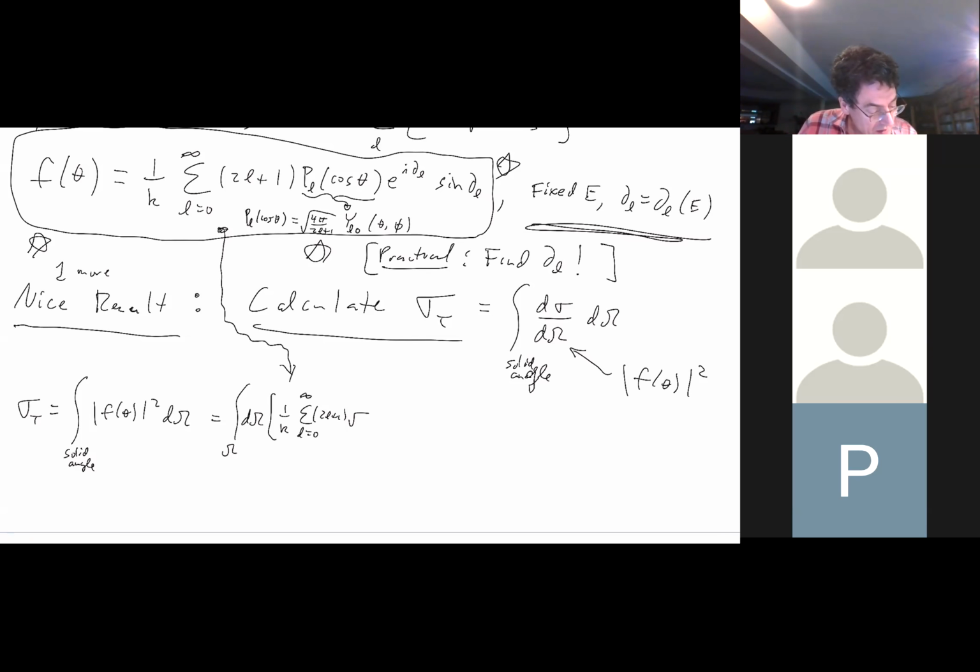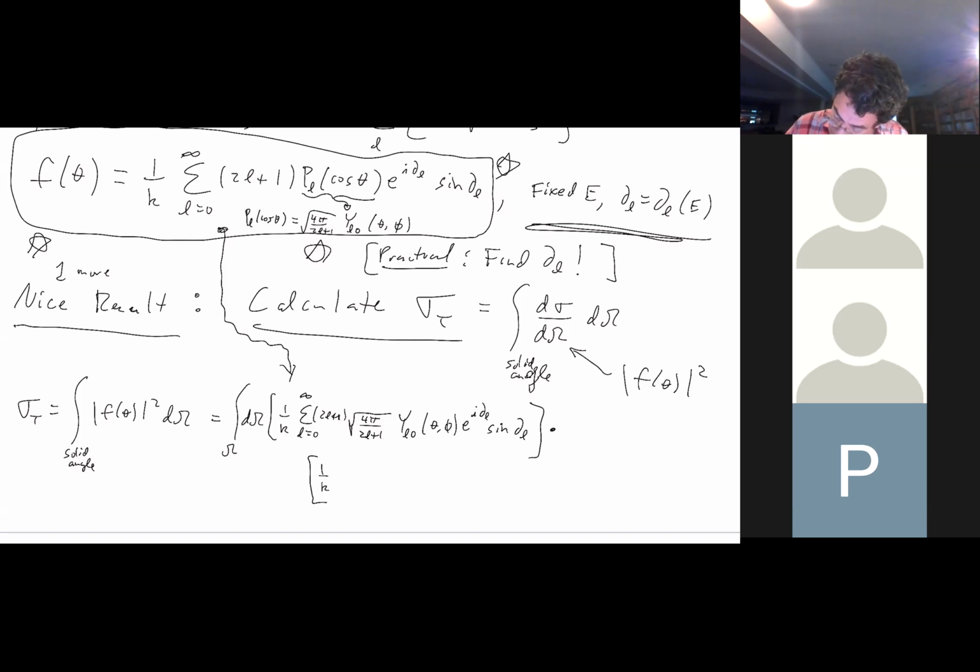And so when we do that, now back to this formula down here, we have 2L plus 1, and now we have the square root of 4 pi over 2L plus 1 times Y_L0 of theta, phi, e to the i delta L sine delta L. And then we've got to multiply it times the next one. I don't have enough space there, so I'll write it underneath.